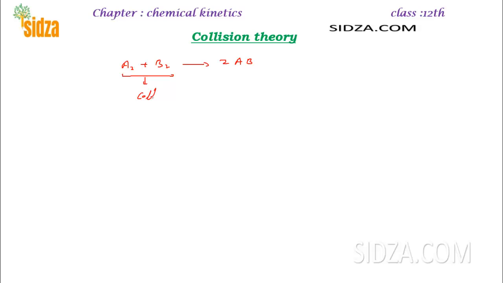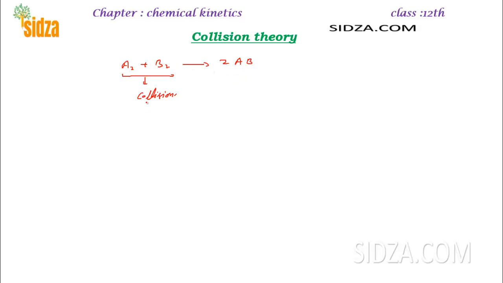So the collision is an important thing, right? Reactant molecules must collide with one another and only then will they form the product. If there is no collision, product cannot be formed. So when an A2 molecule collides with a B2 molecule, the product can be formed.